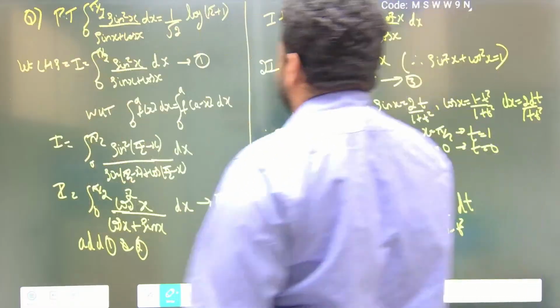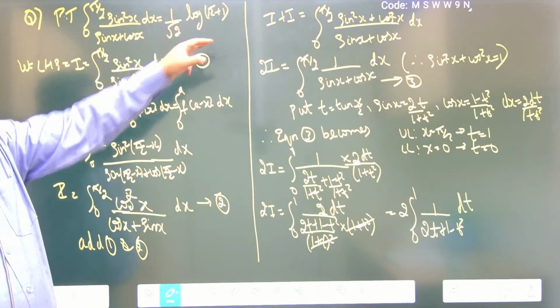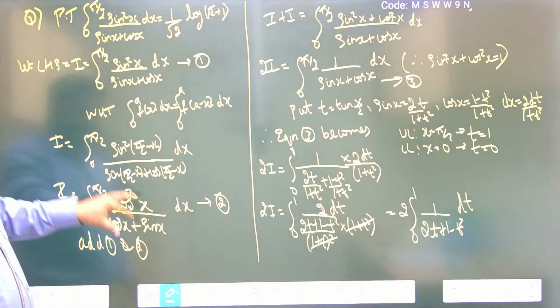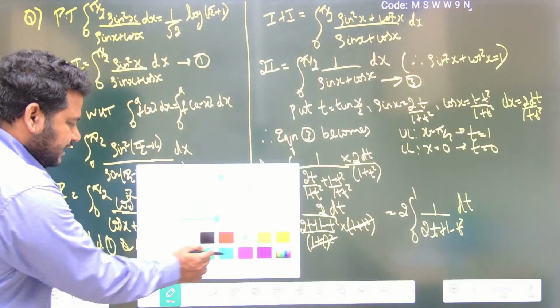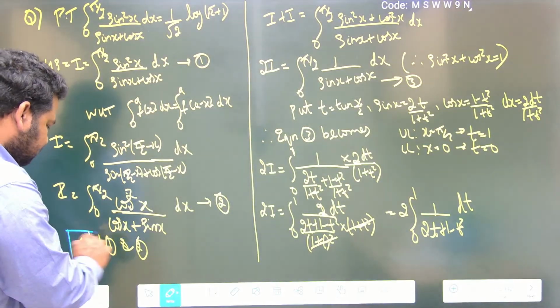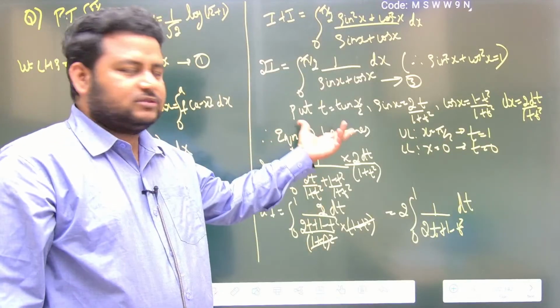This is what we have to prove. So this is nothing but equal to 1 by root 2 log of root 2 plus 1. Here the most important key step is adding 1 and 2. Okay, this is our key step. After that use this one. So this question becomes similar to the previous question.